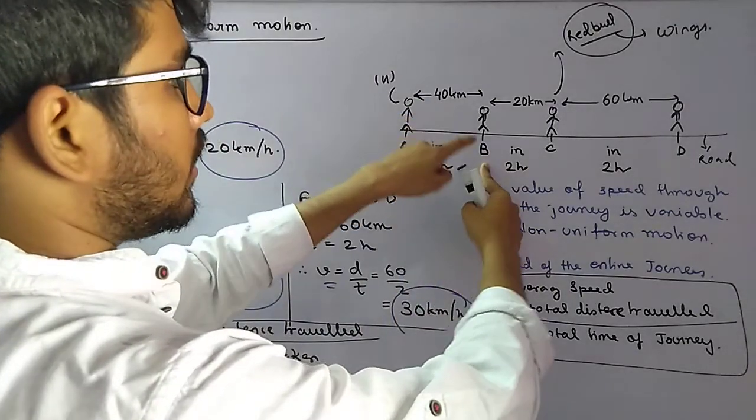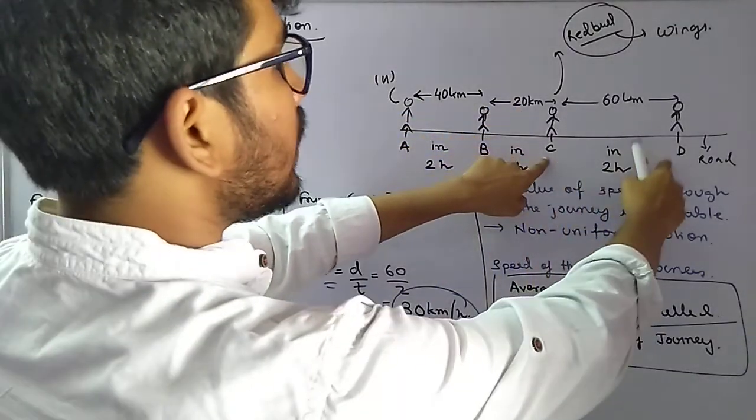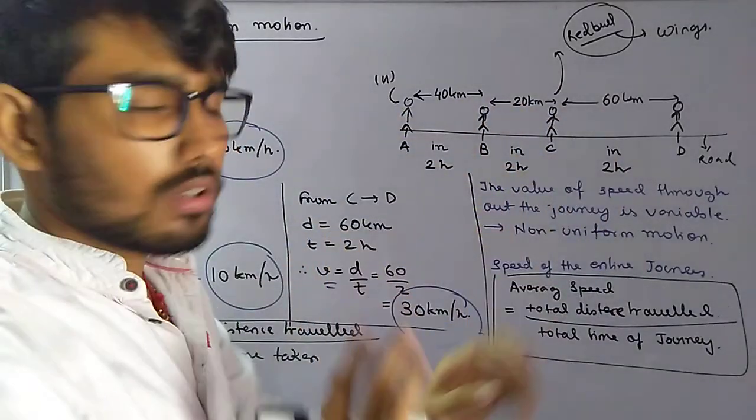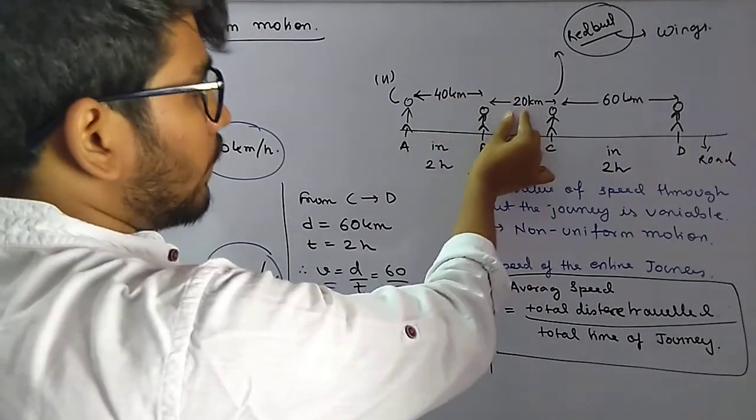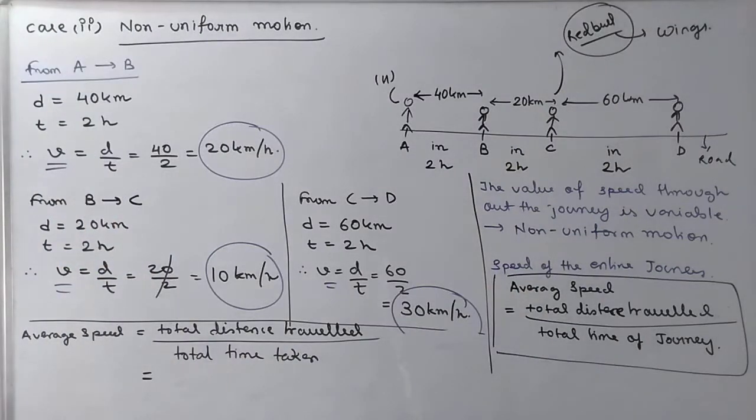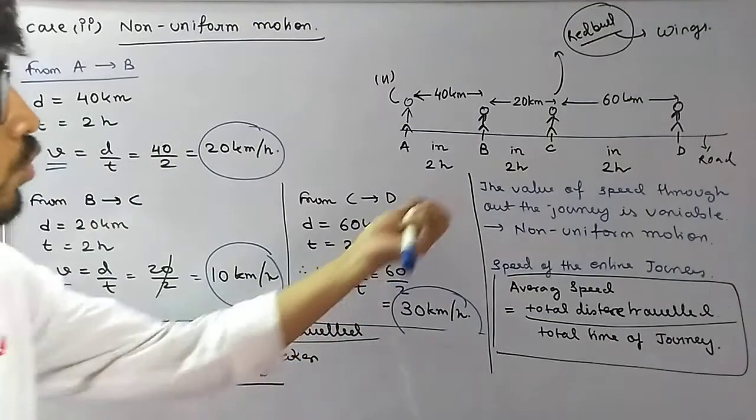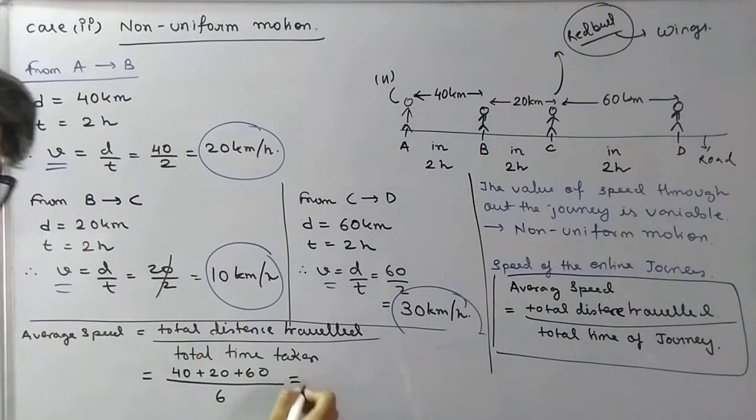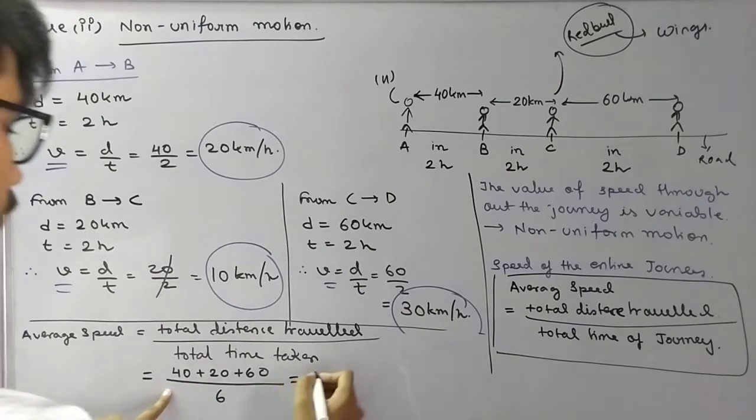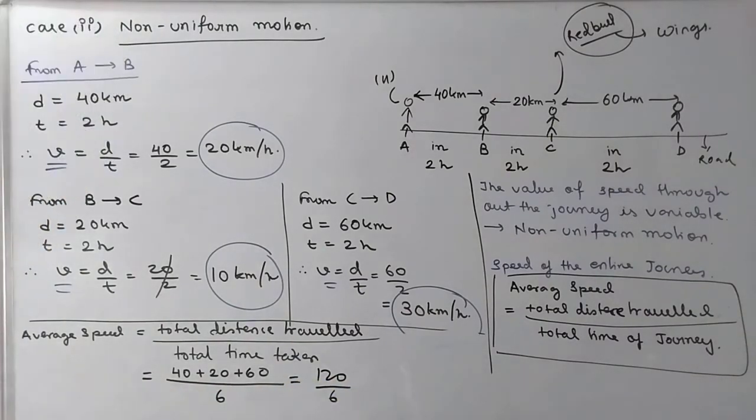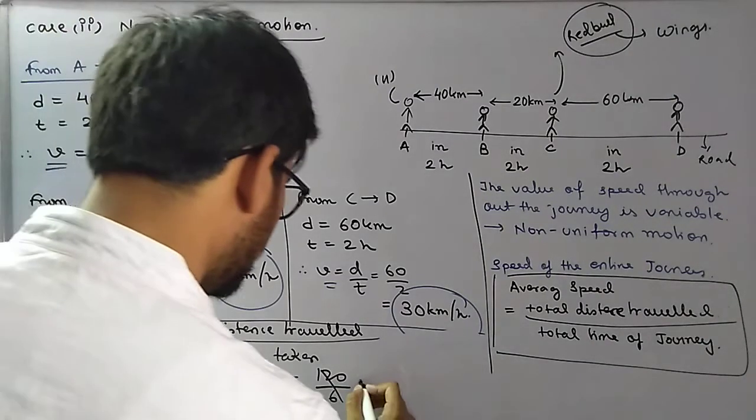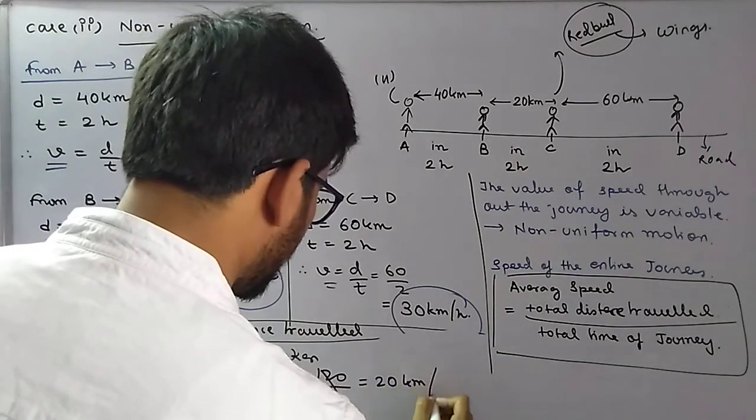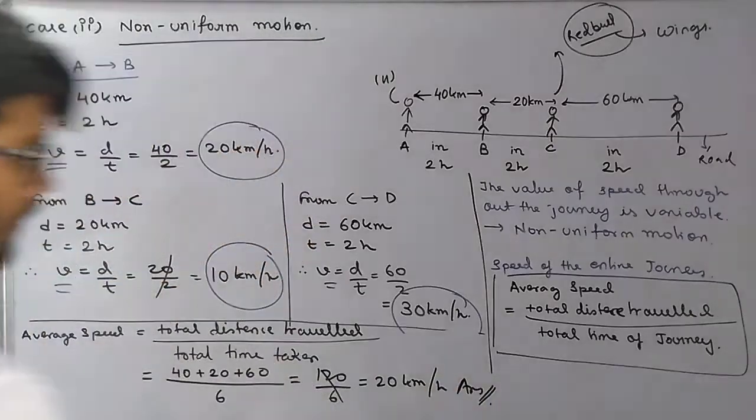A to B 40, B to C 20, then C to D 60. So 40 plus 20 plus 60, divided by total time. The time is 2 hours, 2 hours, 2 hours, which means 6 hours. This will turn out to be 120 by 6, and this happens to be 20 kilometer per hour. This is the average speed.